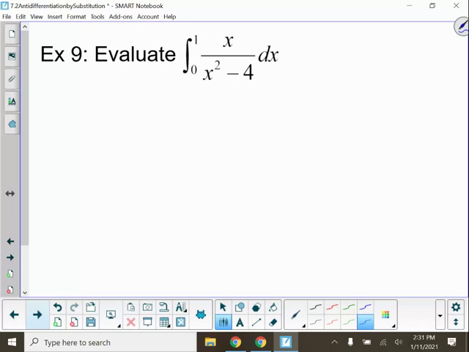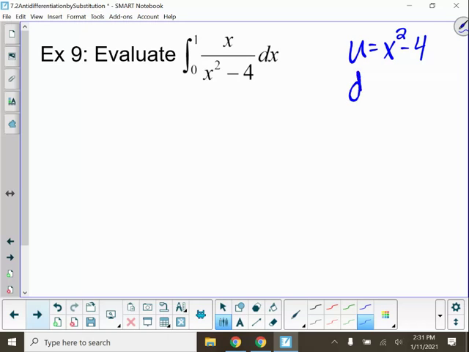This will be our last problem in the 7.2. We're evaluating the integral from 0 to 1 of x over x squared minus 4 dx. So again, you have a fraction. You want the u to be the bottom of the fraction in most cases, and that also ends up being the bigger exponent of x.